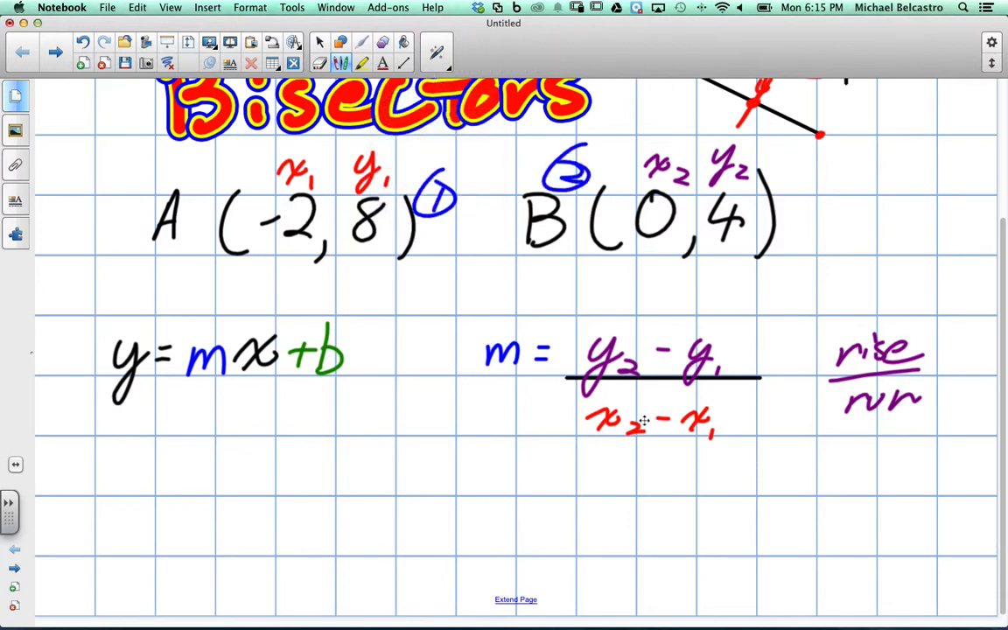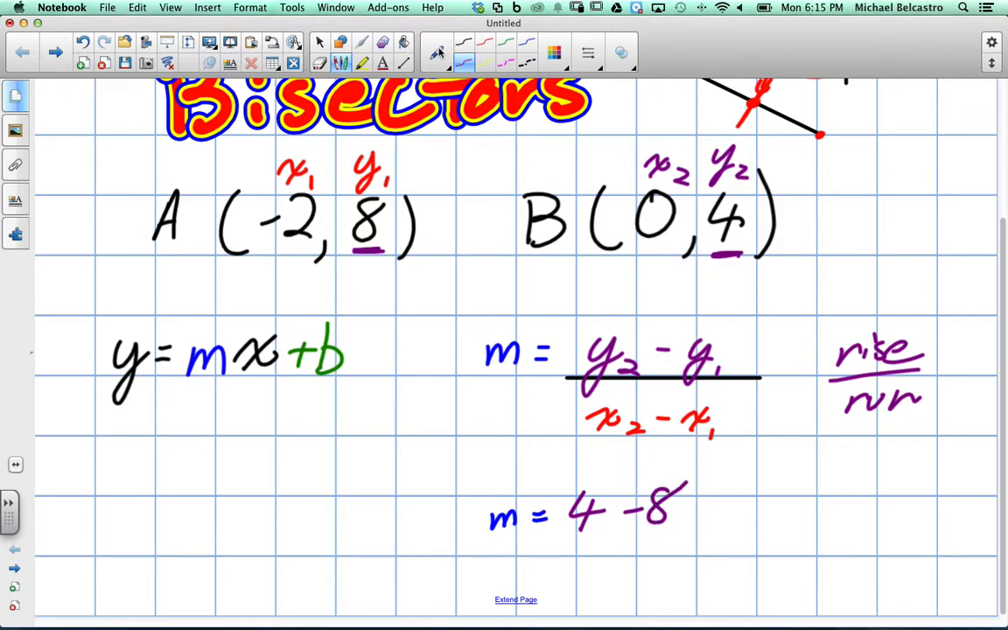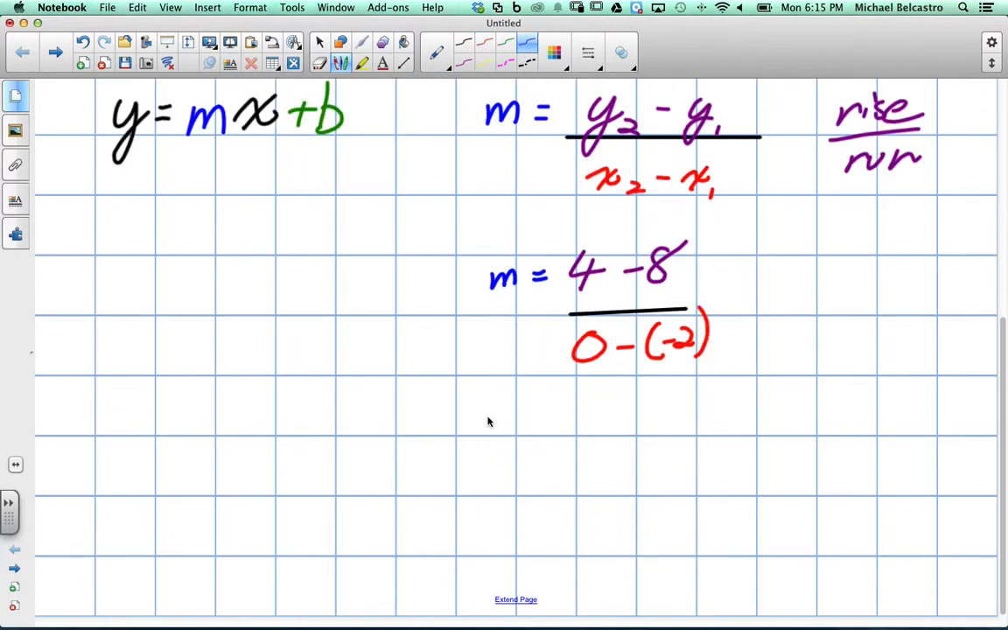And it doesn't matter which one I call coordinate 1 and coordinate 2. I could switch those up. You'll still get the same answer. So let's plug our values in. Our slope m is equal to y2, well, y2 is the value of 4, and y1 was our 8. So 4 subtract 8 divided by, and our x2 is 0, and it's going to subtract negative 2. So we're going to use this to find our slope, our rise over our run.